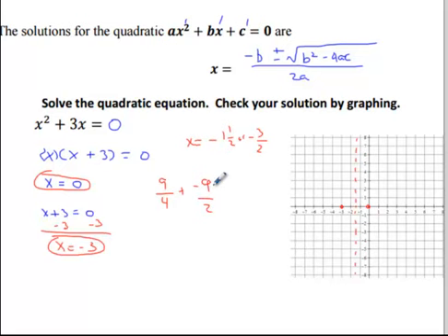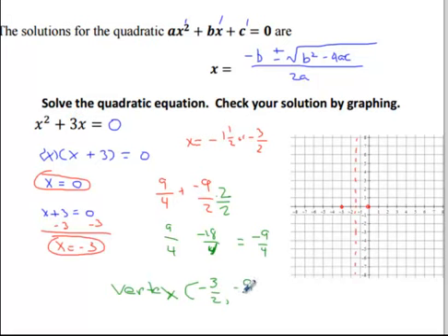Then I will make these terms have a common denominator. So I'll multiply by 2 over 2, just another form of 1, and this becomes negative 18 quarters. So 9 quarters plus a negative 18 quarters, that's going to be negative 9 quarters. So my vertex is going to be on the axis of symmetry, so it has this x value, negative 3 halves, and the y value we just got from plugging the x value into the function, negative 9 quarters.